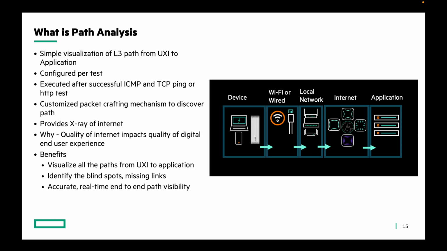We also have something called node enrichment, where you can see all these nodes in your path analysis view, and then you can see the blind spots in your network. You can actually see the real-time as well as historical paths. And it will give you a beautiful visualization on the dashboard that I'm going to show you in a few minutes.